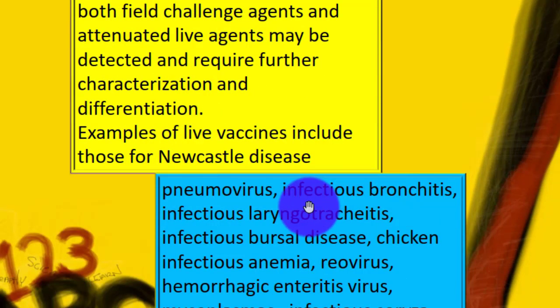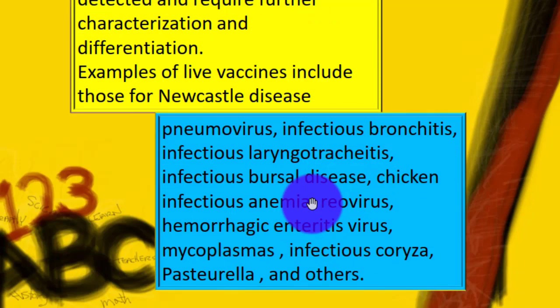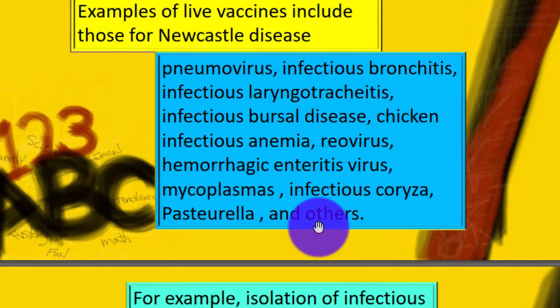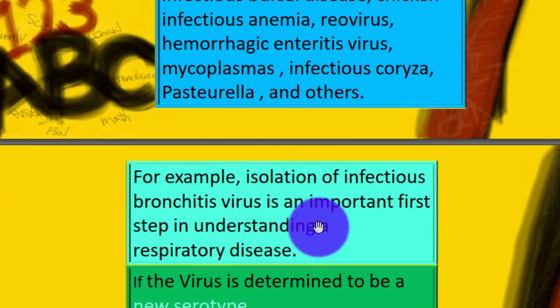Examples of live vaccine include those for Newcastle disease virus, pneumovirus, infectious bronchitis, infectious laryngotracheitis, infectious bursal disease, chicken anemia virus, hemorrhagic enteritis, mycoplasma, coryza, pasteurella, and others.